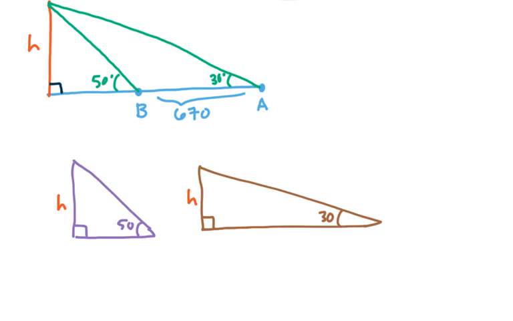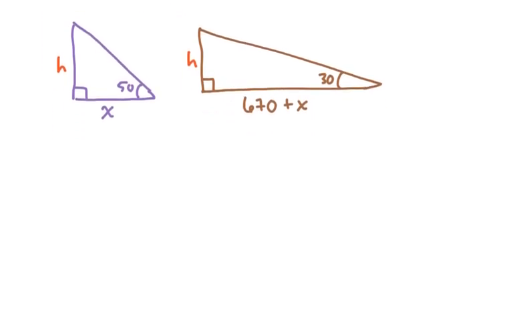So what I'm going to do is I'm going to let the base of my 50-degree right triangle measure X. So if this, from this vertex to B, if that measures X, then this entire blue length is going to measure X plus 670, which is the entire base of this brown triangle. So I'm going to write 670 plus X. So now I have two triangles. Each triangle has the same two variables, X and H. If we have two variables, we need to develop two equations. We'll be solving a system of equations.